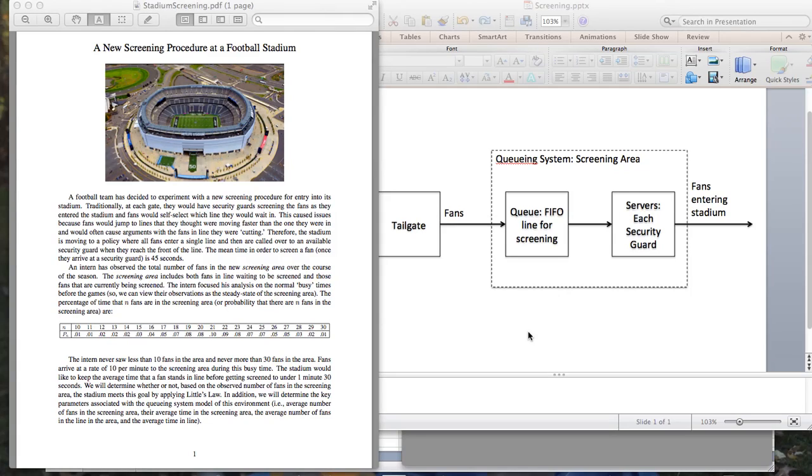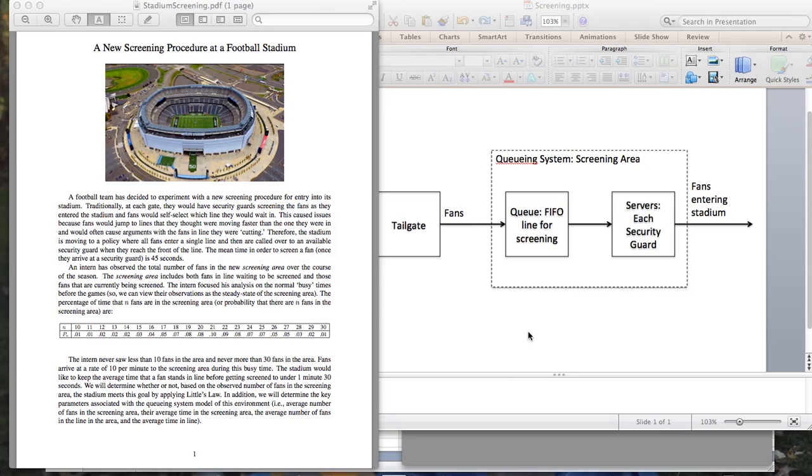Well, welcome to this video. What we're going to cover today is the application of Little's Law to security screening for entry into a football stadium. What we're most interested in determining by using Little's Law and related equations is the average time a fan spends in line waiting to get screened.